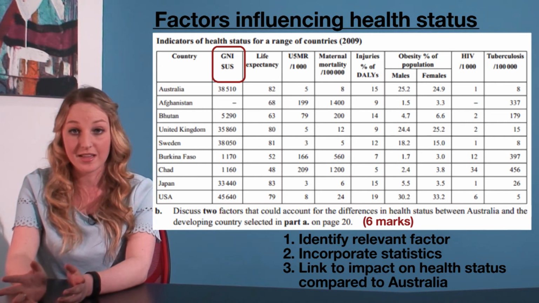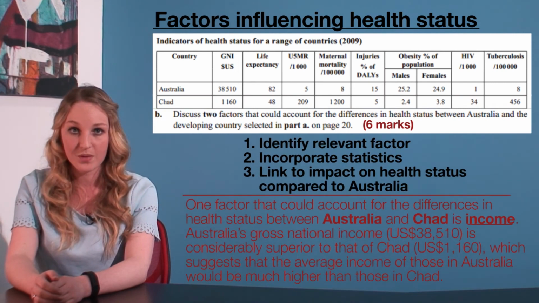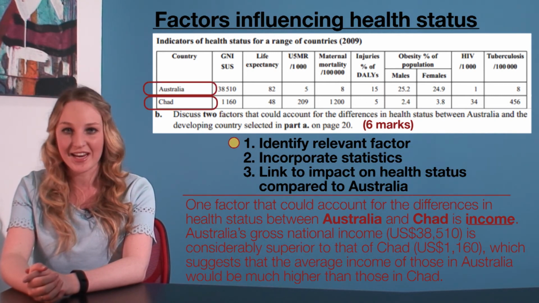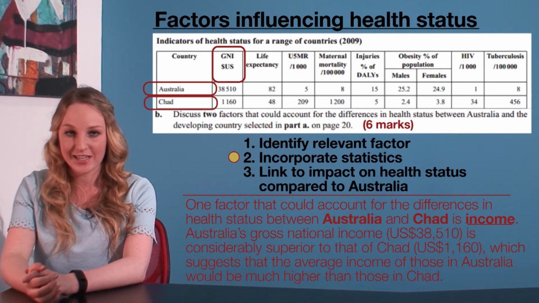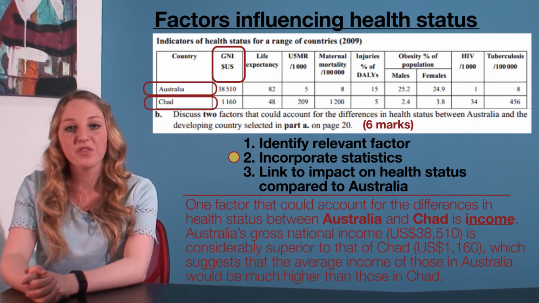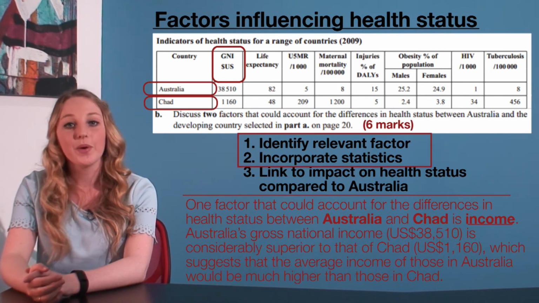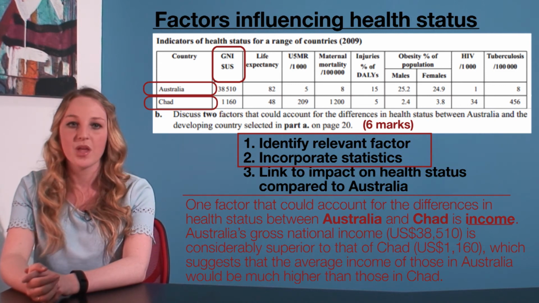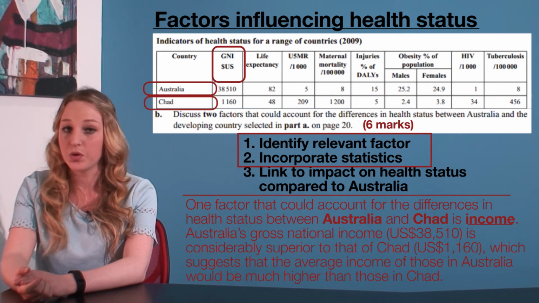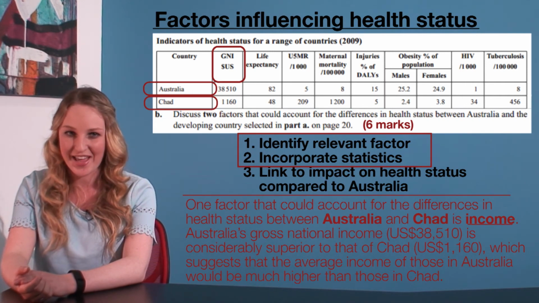For example, we could say this. Remember that we chose Chad as our developing country in Part A of the question. One factor that could account for the differences in health status between Australia and Chad is income. Australia's gross national income per capita is considerably superior to that of Chad, which suggests that the average income of those in Australia would be much higher than those in Chad. Here, we have named the factor and underlined it before incorporating data from the table directly into our response. Care has also been taken to specifically mention the 2 countries being compared, Australia and Chad.